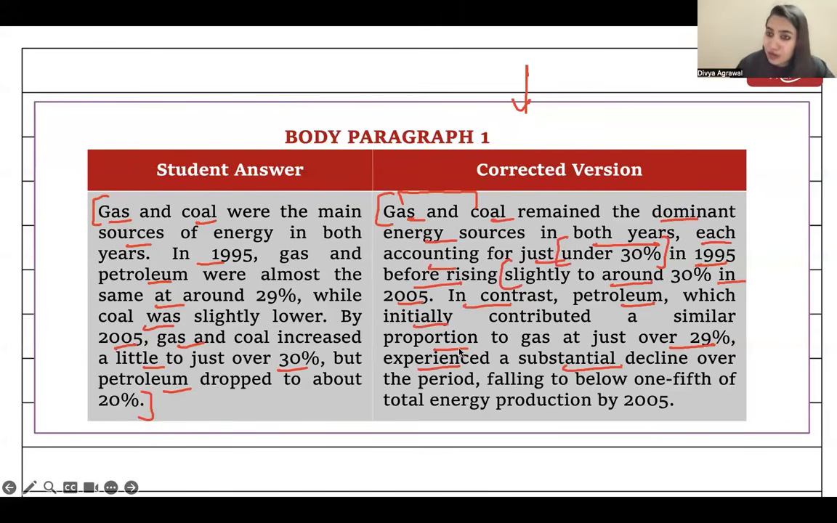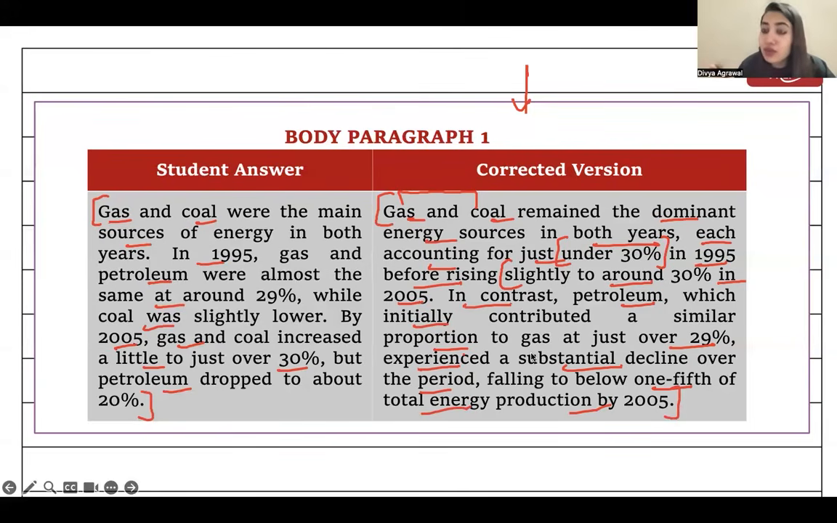Experienced, this word is also something which we majorly use. A substantial decline over the period, falling to below 1/5 of total energy production by 2005. We always use fractions over here to increase the band. I hope everything is clear, guys. We have already seen the graphs, so same thing, we are just comparing.